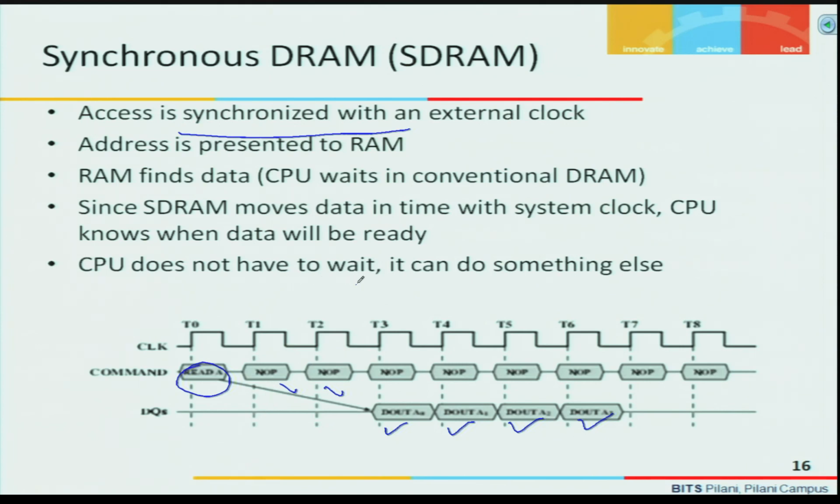So, what is the advantage of this kind of memory? The processor does not have to wait. Once the address appears on the address bus, the processor knows that after 2 cycles the data will be available. So, within those 2 cycles the processor can do some other work, meaning some ALU operation or some other transfer that does not require the system bus.